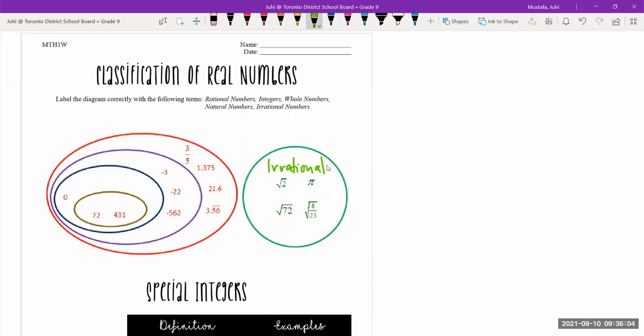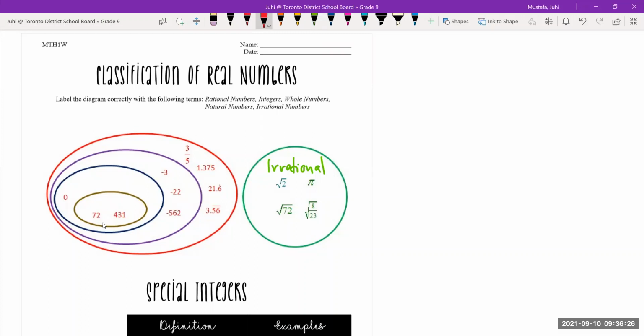Yeah, you can't make any of these numbers into fractions. And if you were to put them into a calculator, they would be very long, non-ending, non-repeating numbers, right? The square root of 72 would be a very long decimal number. You're right. How about for the big red large circle? What did you guys get for that?